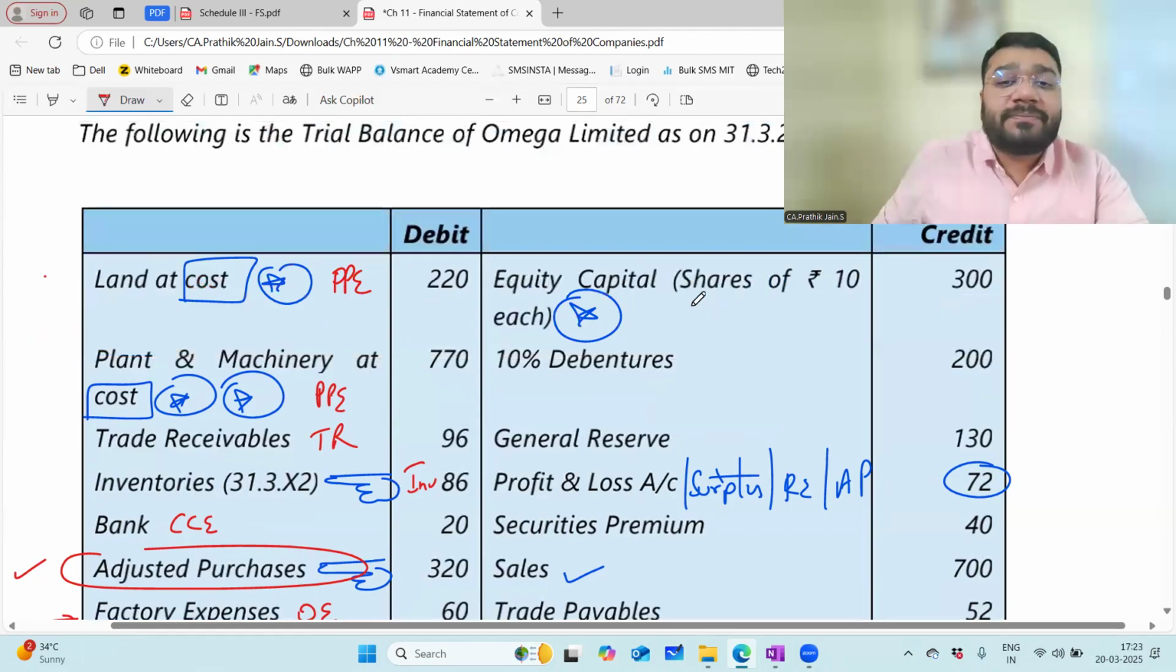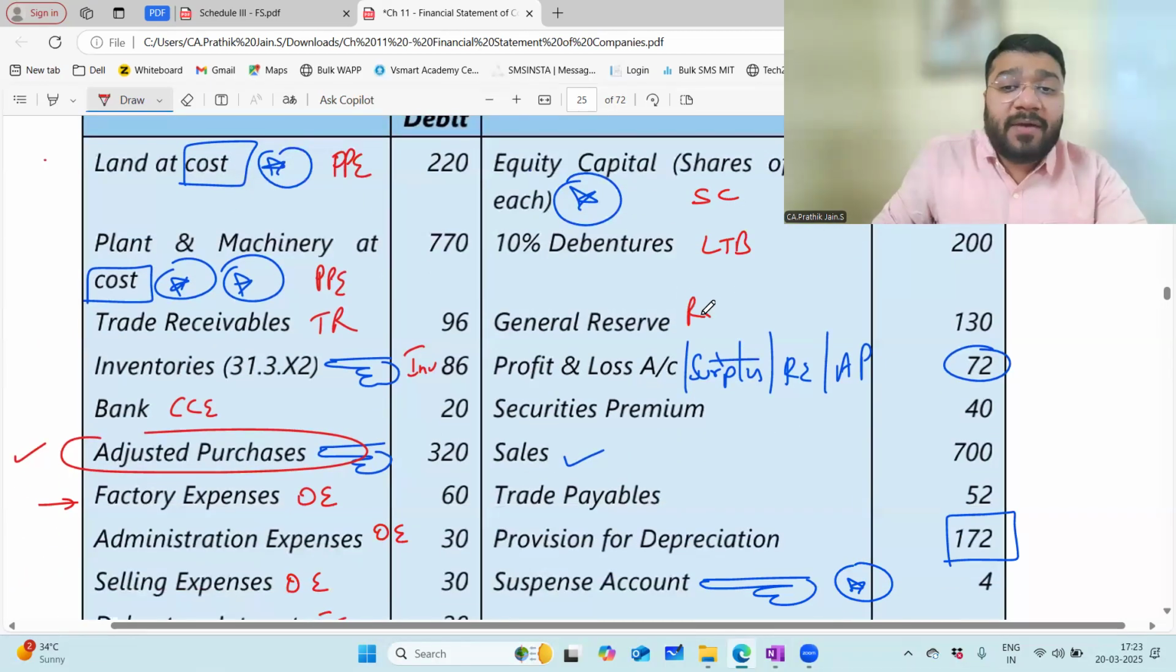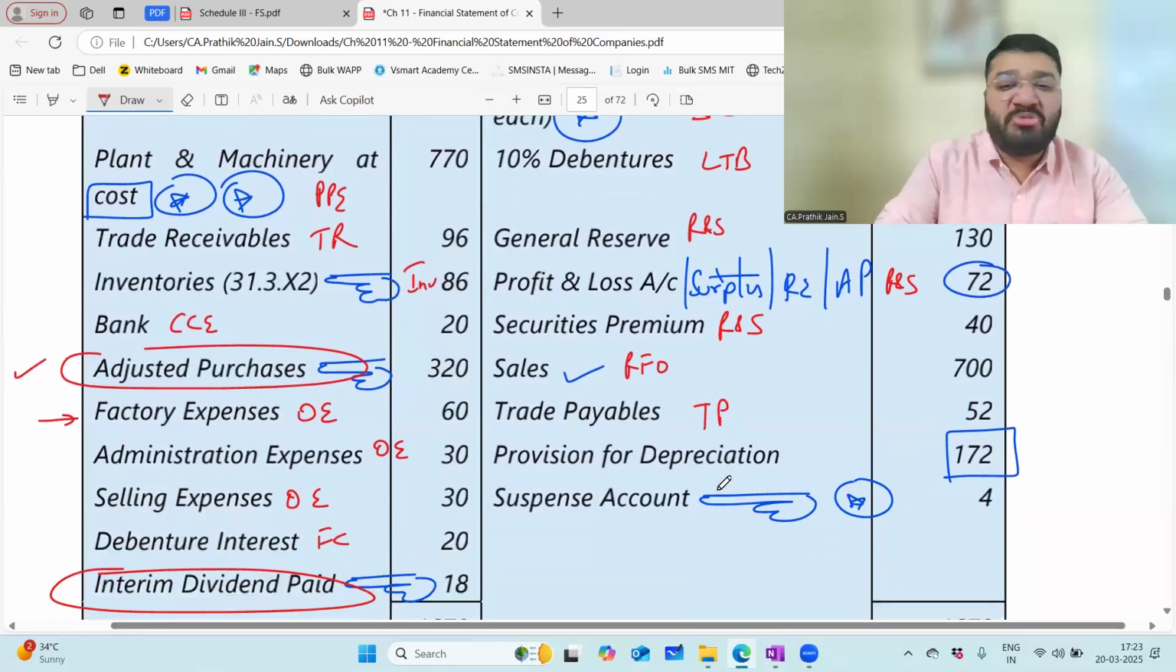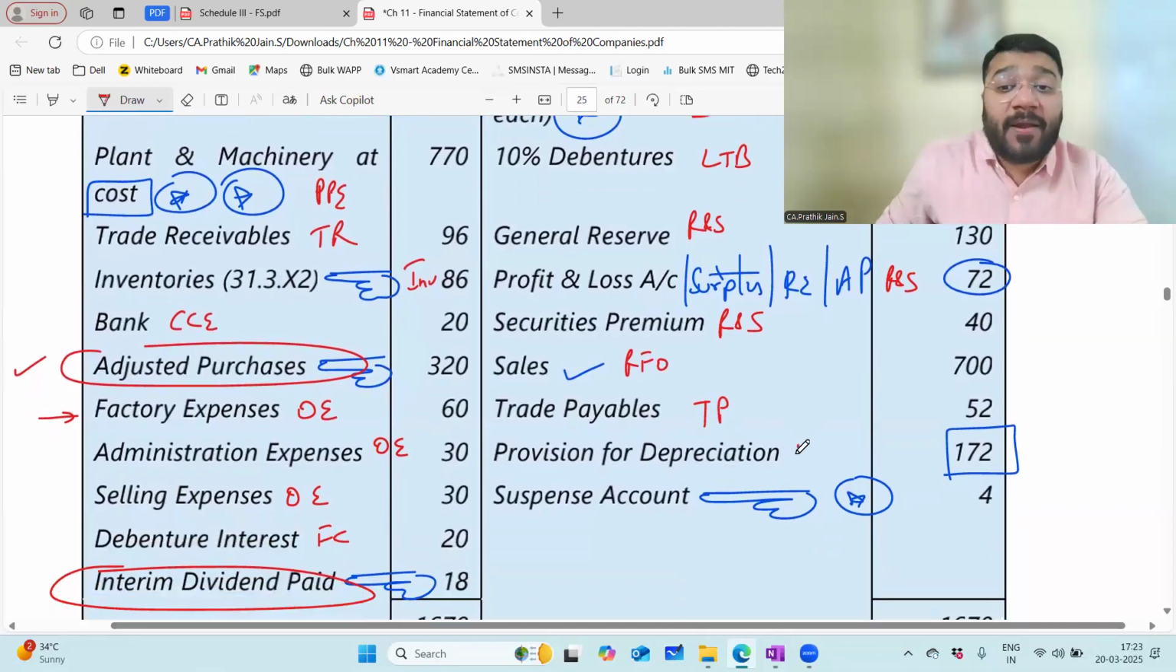Equity share capital, share capital. 10% debenture, nothing mentioned, long-term borrowing. General reserve, reserves and surplus. Profit and loss, reserves and surplus. Security premium, reserves and surplus. Sales, revenue from operation. Trade payable. For trade payable and trade receivable, any aging? No. Provision for depreciation.